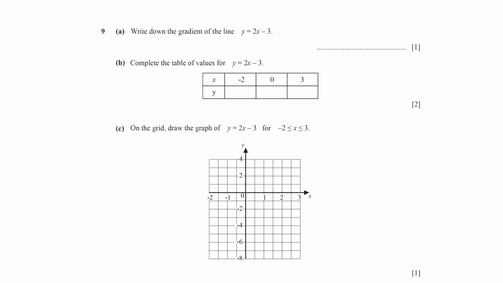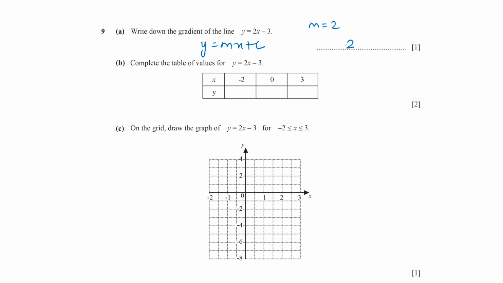Next, write down the gradient of the line y is equal to 2x minus 3. Now, how do we write the equation of a line? We write the equation of a line in the form of y is equal to mx plus c, right? Where m is the gradient and c is the y-intercept. So m is coming 2 over here, so the answer will be 2. Complete the table of values for y is equal to 2x minus 3.